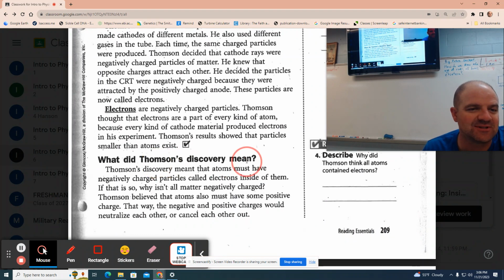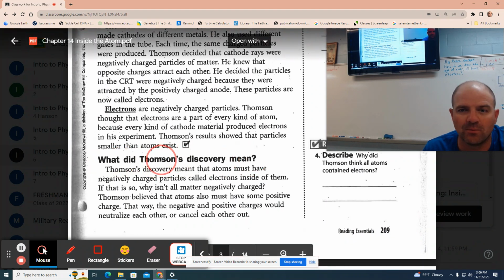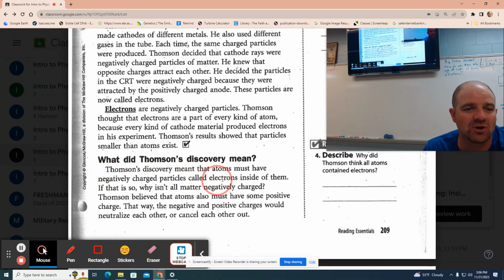What did Thomson's discovery actually mean? So, big deal. Why does it matter? Thomson's discovery meant that atoms must have negatively charged particles called electrons inside of them. If that is so, why isn't all matter negatively charged? Thomson believed that atoms also must have some positive charge. That way the negative and positive charges would neutralize each other, or cancel out.